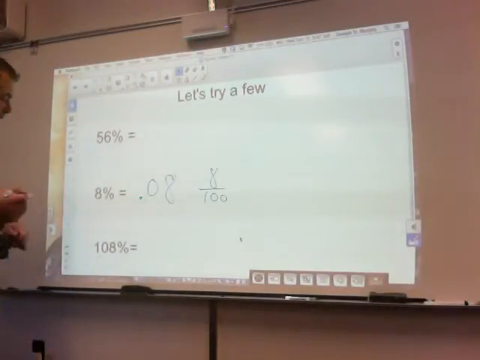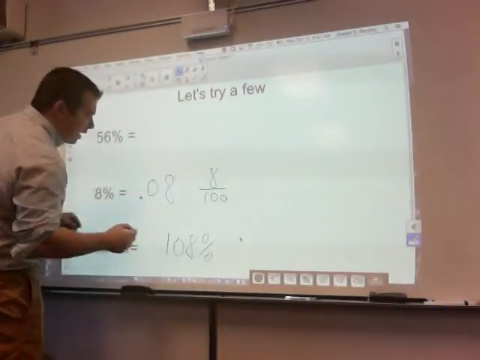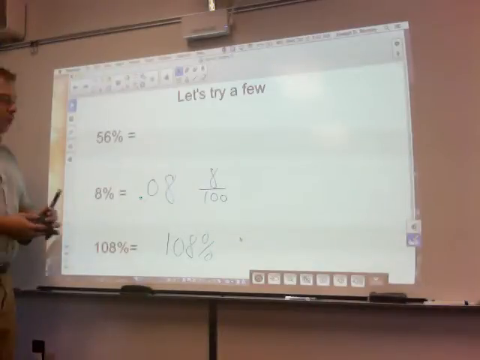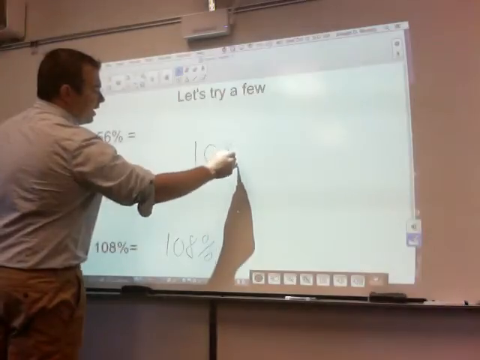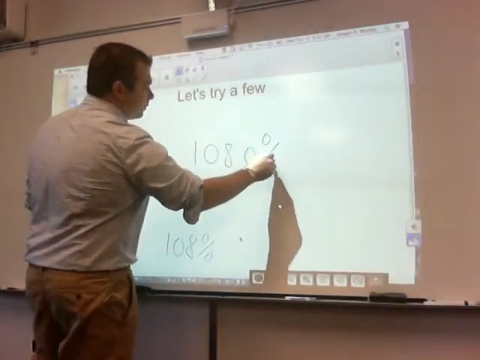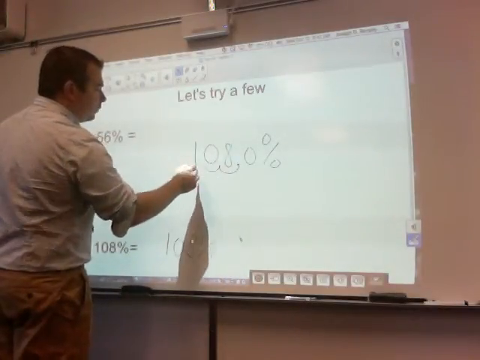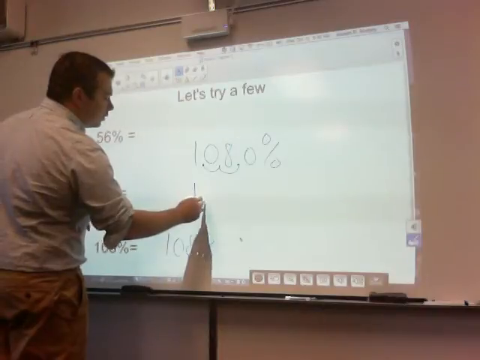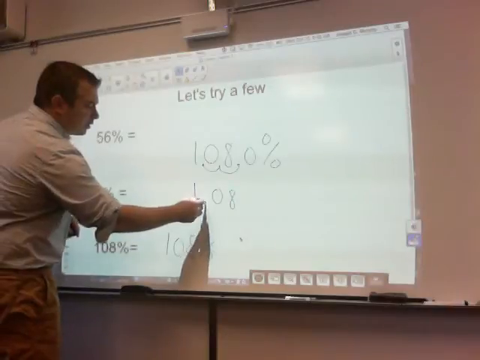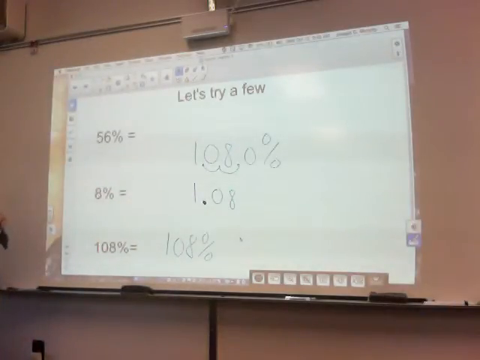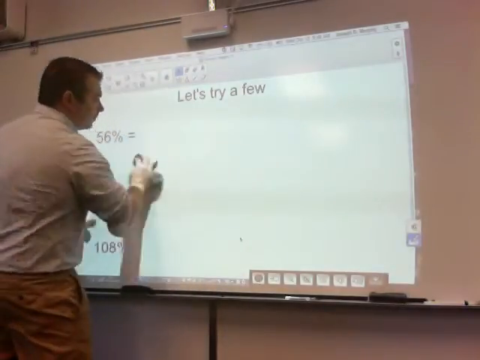It's 8 hundredths. And the last one, 108%. Now 108% is really what? Let's erase this up here. 108% is really 108.0%. Okay, if we're always swooping to the left, 1, 2. Now your new decimal is 1 and 8 hundredths as a decimal. Okay, I know it's hard to see my decimals there. I got to write a little bigger. 1 and 8 hundredths.